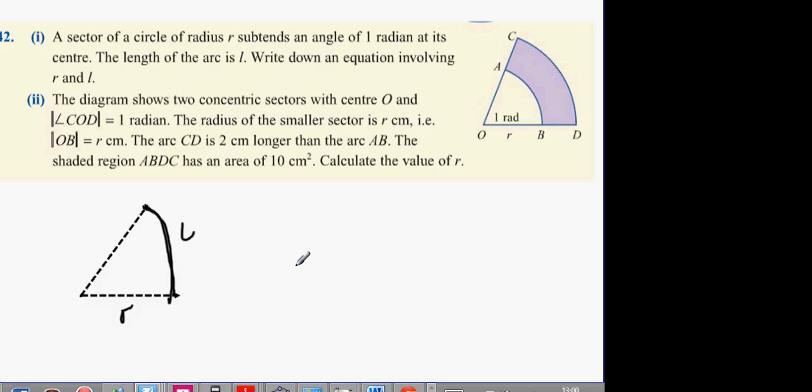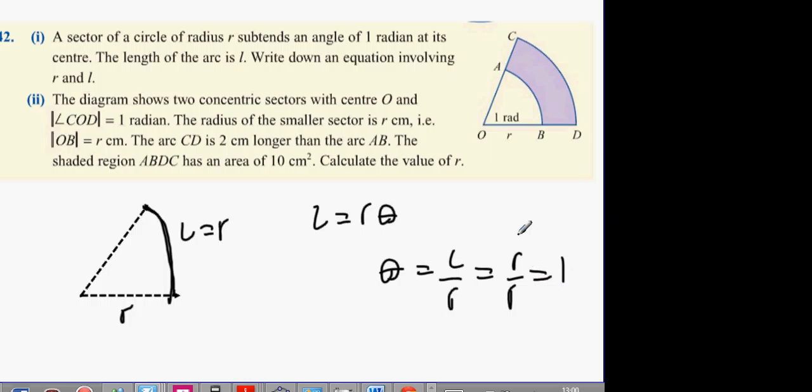Once again, imagine I had something like this. This is 1 centimetre and this is 3 centimetres. How many radians is that angle there? 3. So it's very much just about dividing your arc length by your radius. So L equals r theta, which means theta equals L over r, and that's the same as r over r, which is 1. It's 1 radian.